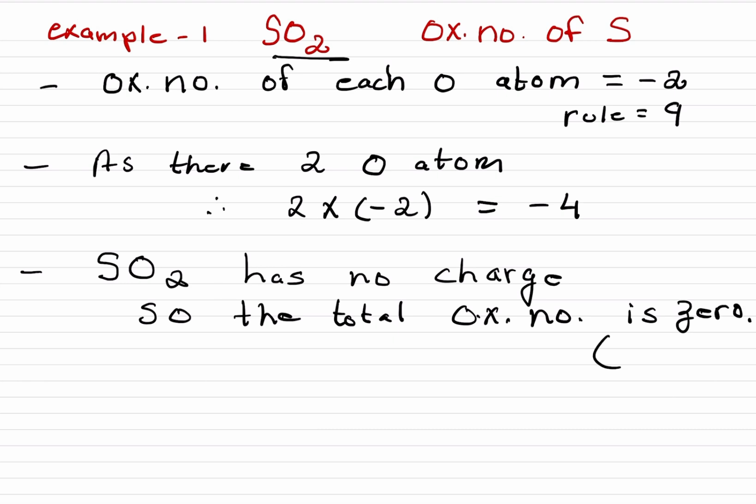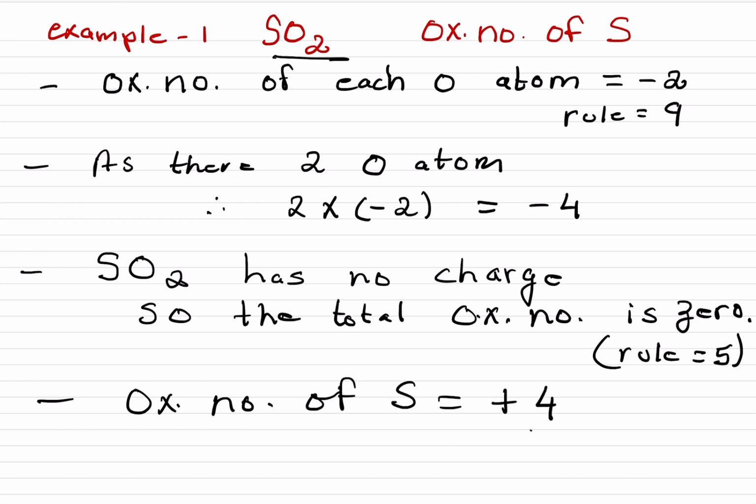This is according to rule 5. If you go back, you'll see it is according to rule 5. Therefore, the oxidation number of sulfur will be equal to +4. I hope you understood this. Let's move on to the next example.